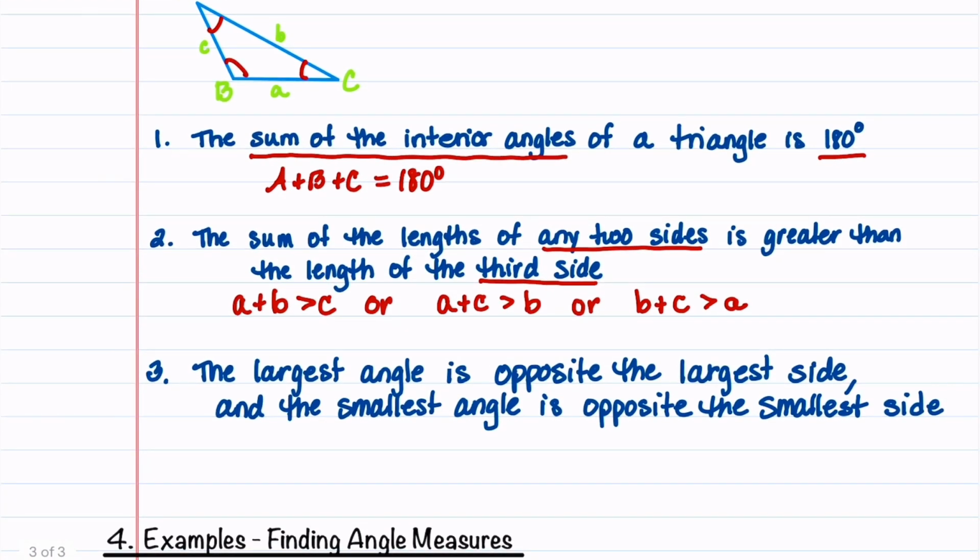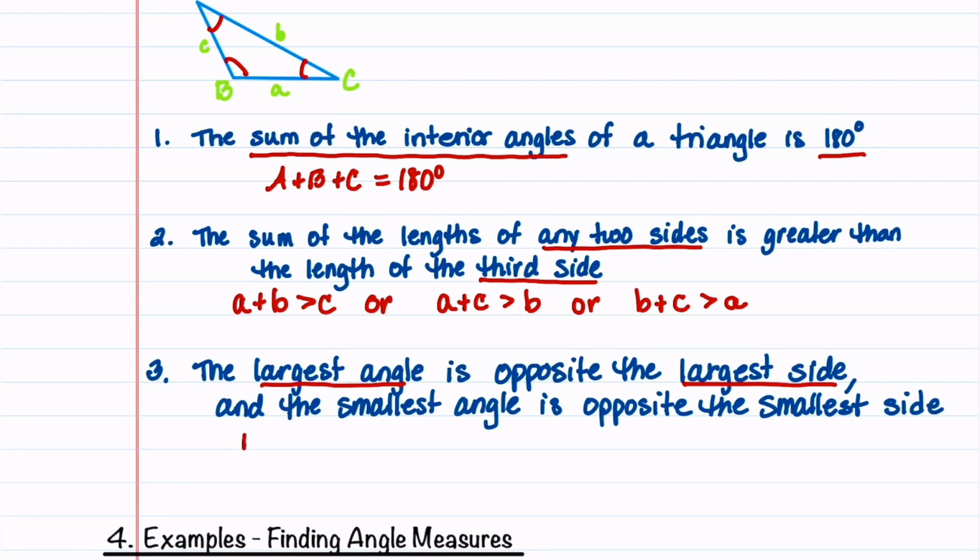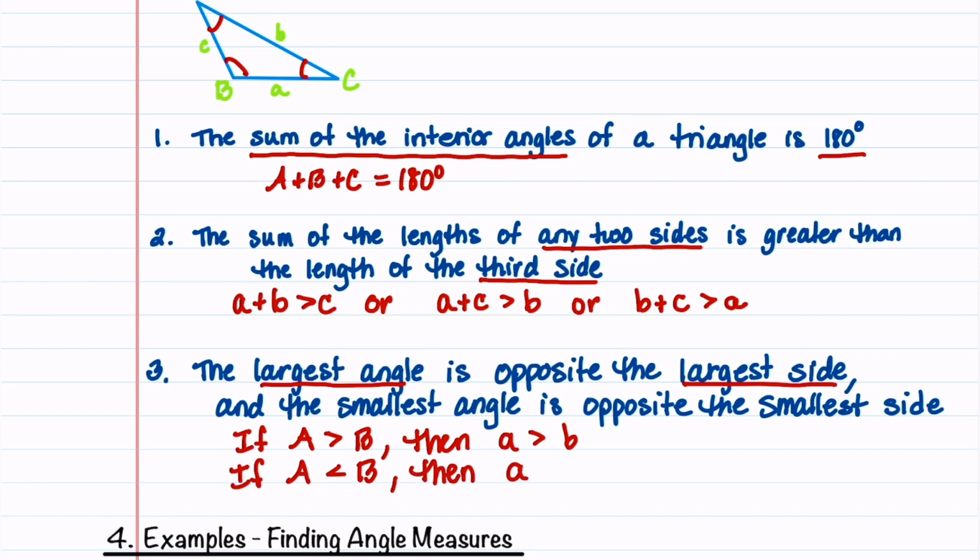Our third property says that the largest angle is opposite the largest side, and the smallest angle is opposite the smallest side. So in our picture, that would mean if angle A is greater than angle B, then side A must be greater than side B. Likewise, if angle A is less than angle B, then side A must be less than side B.